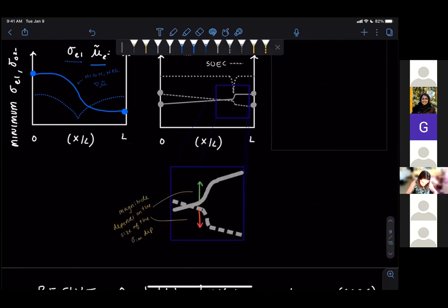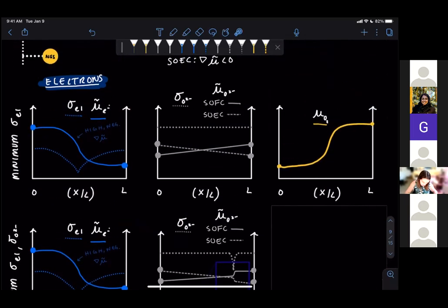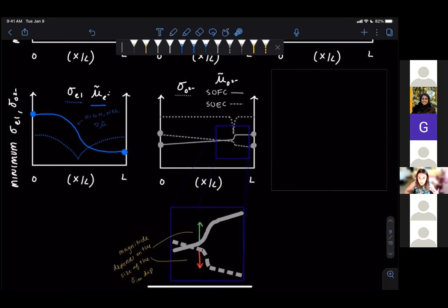The magnitude here, an important note, the magnitude of the sharp jump or the sharp decrease depends on the size of the dip in the ionic conductivity. So if you have a really low ionic conductivity grain boundary, that's going to be very important to know about if that jump across that parallel grain boundary is important.